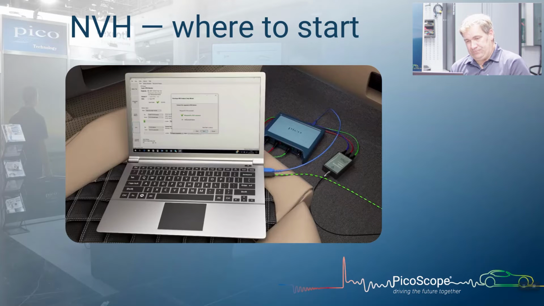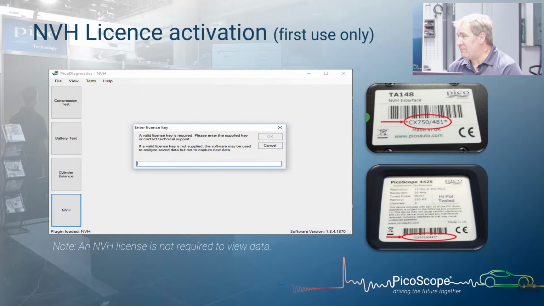So where to start? So we've got, as Steve showed there earlier, our connection onto the vehicle. NVH, where to start. So once you've downloaded the software, you're going to have to activate your NVH kit, and you're going to have to pair it up to your scope as well. So you'll need an activation code from us. And Steve's going to talk us through the next few slides, and he's going to show you the detail of basically what you need to do to start working with NVH. Thank you, John.